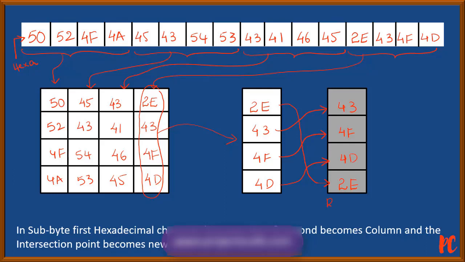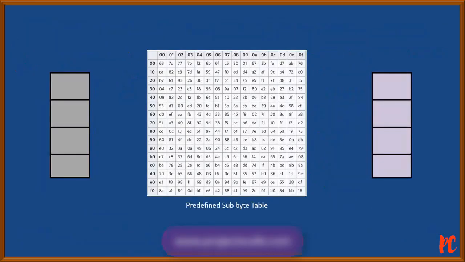So this is my rotate word now. Let me rewrite this rotate word again: 43, 4F, 4D and 2E.